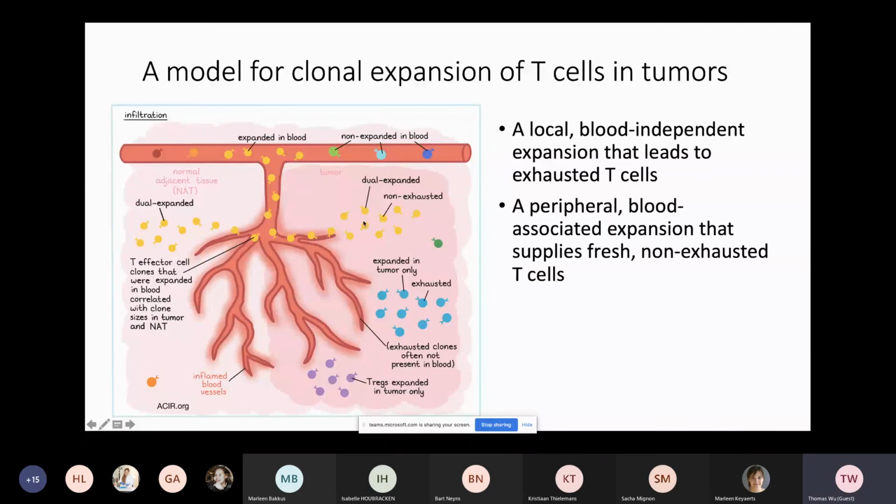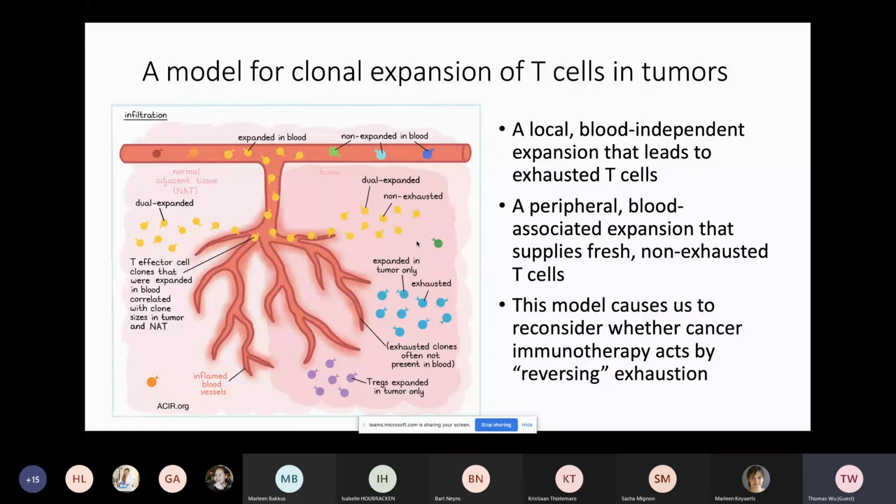And at the same time, showing here in these yellow clones that there's expansion of blood, it's supplying both the NAT and the tumor, and these are largely non-exhausted. And again, this idea that the peripheral expansion is supplying fresh, non-exhausted T cells to the clones, to the tissue. And then this whole idea forces us to consider whether or not reversing exhaustion is what's going on. It could actually be that the more important thing is this influx of these yellow clones, and that's what's driving the response to patient immunotherapy, not the reversal of exhaustion of these blue clones.